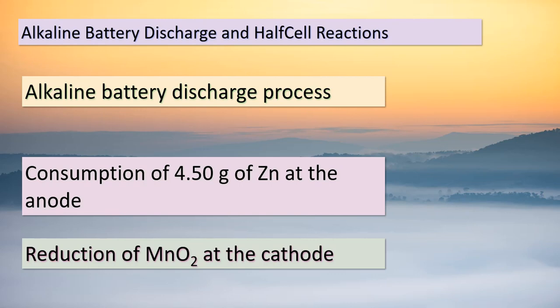During this process, something fascinating happens at the cathode. Can you guess what it is? Well, MnO2, manganese dioxide, is being reduced. This reaction involves a transfer of electrons and the transformation of substances. Now, let's journey deeper into the details of these half-cell reactions.